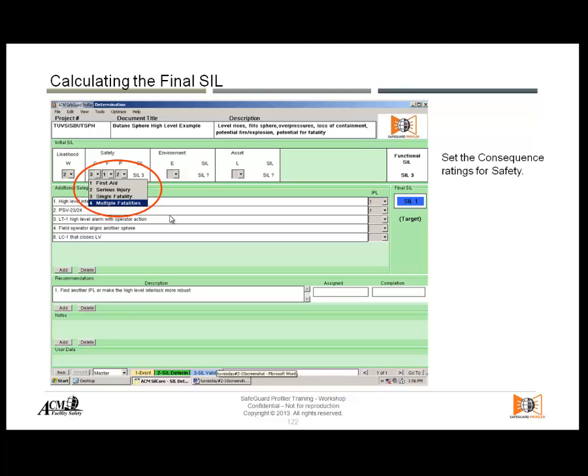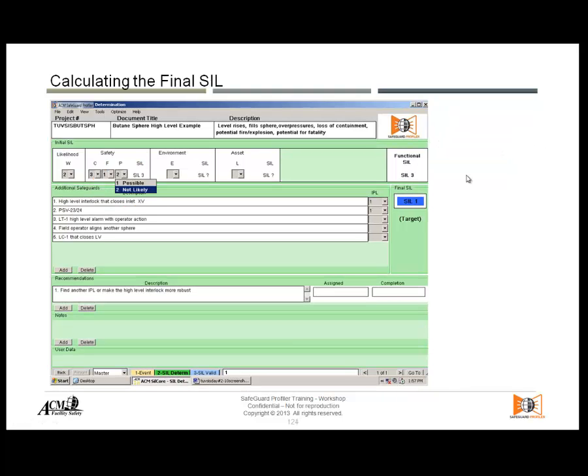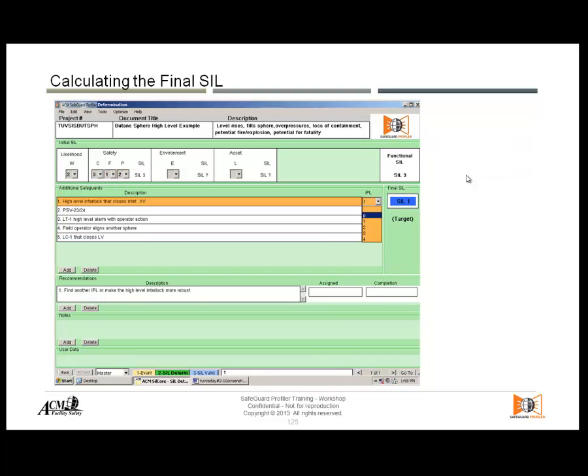So in this case, we set the consequence rating for the safety. It was frequent, and it was not likely to escape. And in this case, it was a SIL 3. Well, this is a little bit different from what I did before, because this C3, I think it was different.